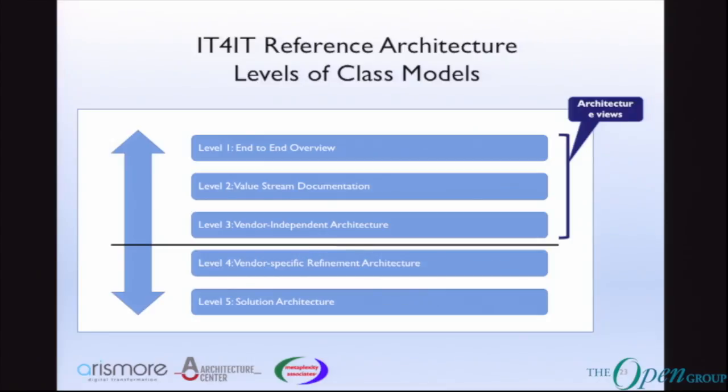The first one is a global view. Level two is a more detailed view that will focus on value stream. And the third level is many views that are defined in the Archimate language that will concentrate sometimes on data objects, sometimes on functional components, sometimes on the relationships between all these components together.